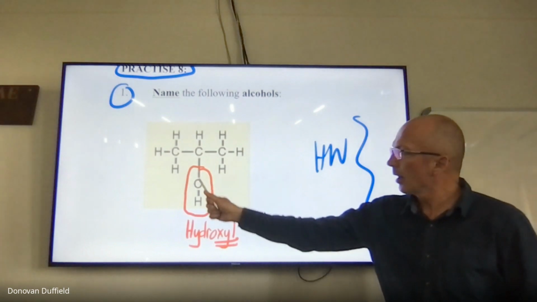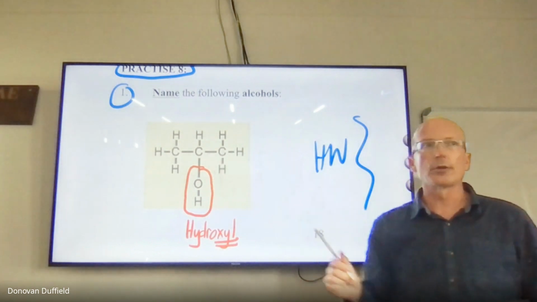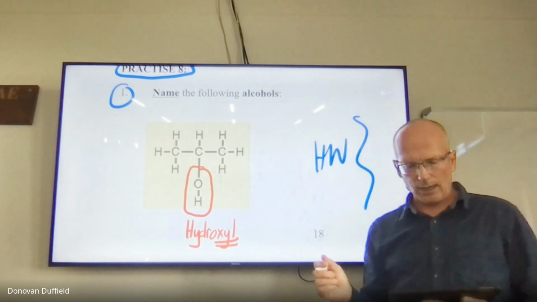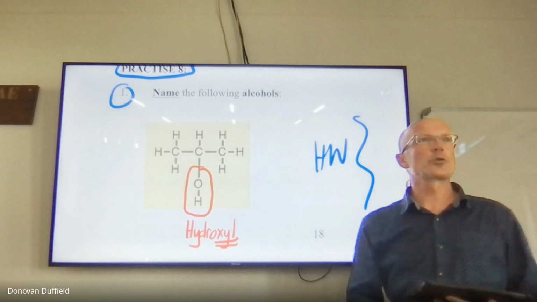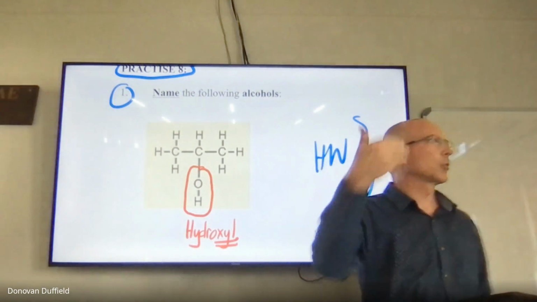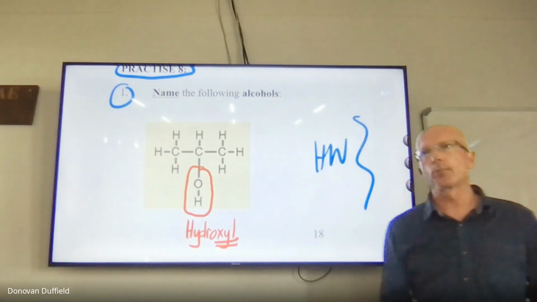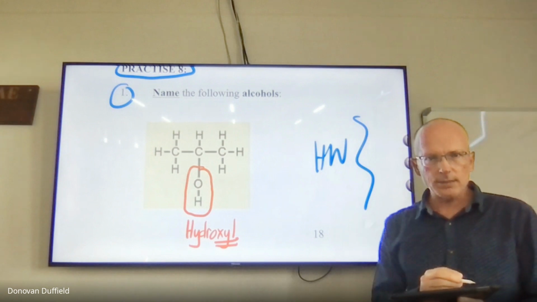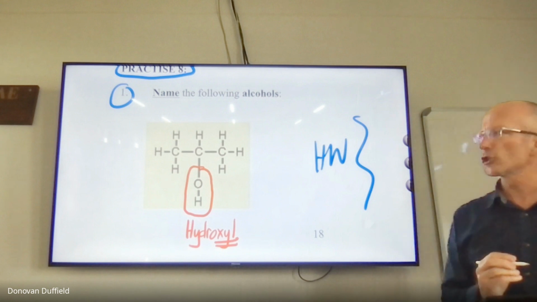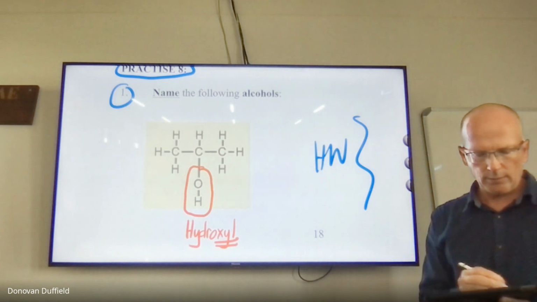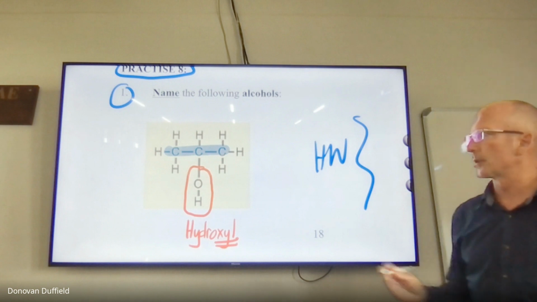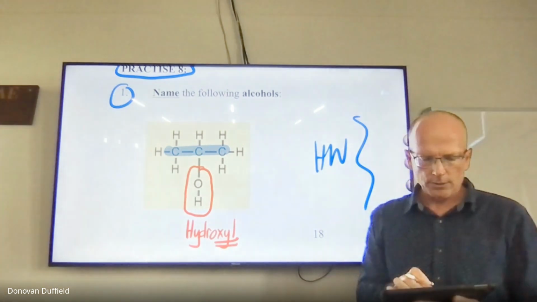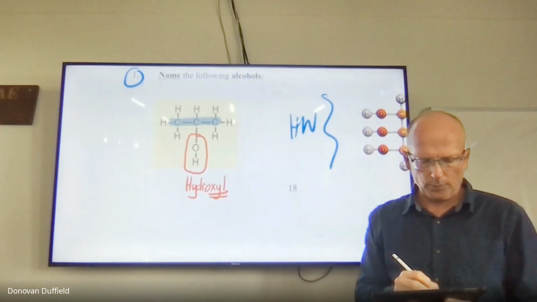Hydroxyl is OH covalently bonded to the hydrocarbon chain, whereas hydroxide would be OH minus, which would be in an ionic bond with whatever it's bonded to, which would invariably be a positive metal ion or a positive ion. Okay, so let's take a look at the longest chain. The longest chain has got 3 carbons in it. Meth, eth, prop.